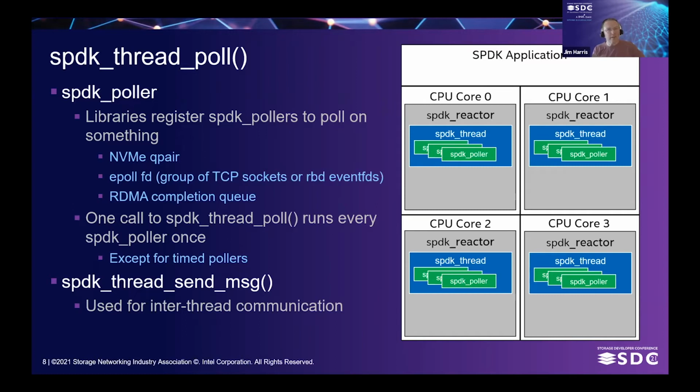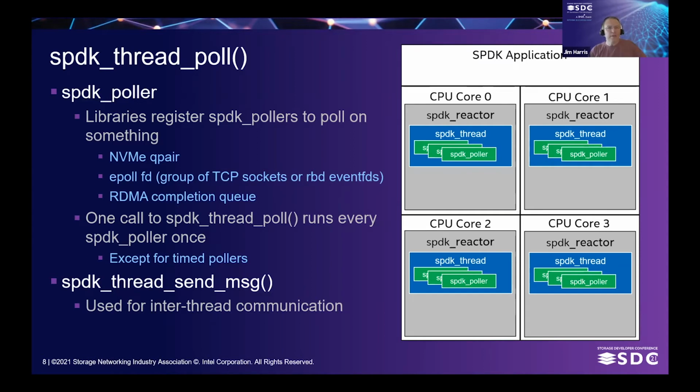There is a small exception here. We do have the concept of timed pollers in SPDK, where you can register a poller to run at a specific time interval. So for example, you want this to run every 1 millisecond. Of course, those pollers are only going to run once that millisecond expires. They're not going to execute every time that the thread is polled.